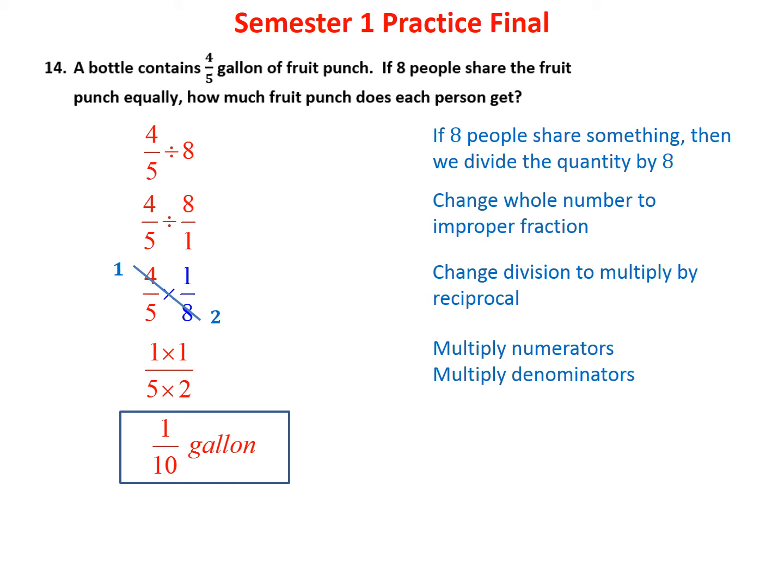By the way, if you wanted to check your answer, you could just take it and go, okay, what's 8 times 1/10? If each person gets 1/10, change that to 8/1. 8 times 1 is 8. 1 times 10, 8/10. Notice I can reduce this by dividing both by 2, and I end up with 4/5, which is what we started with. So I know I got the right answer.